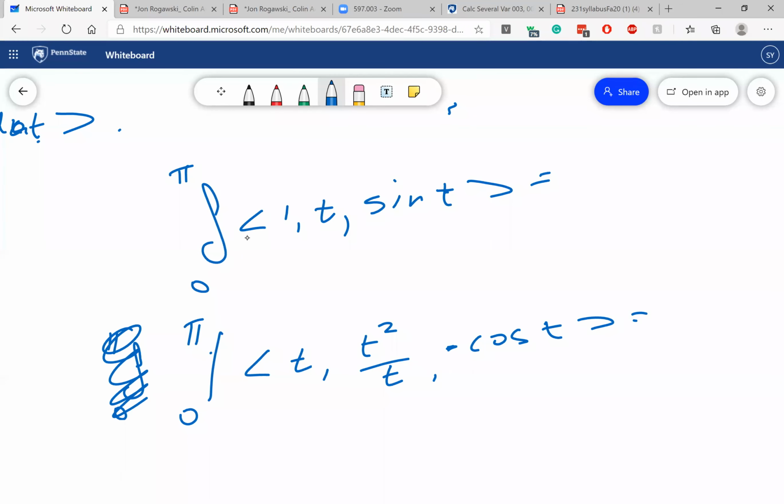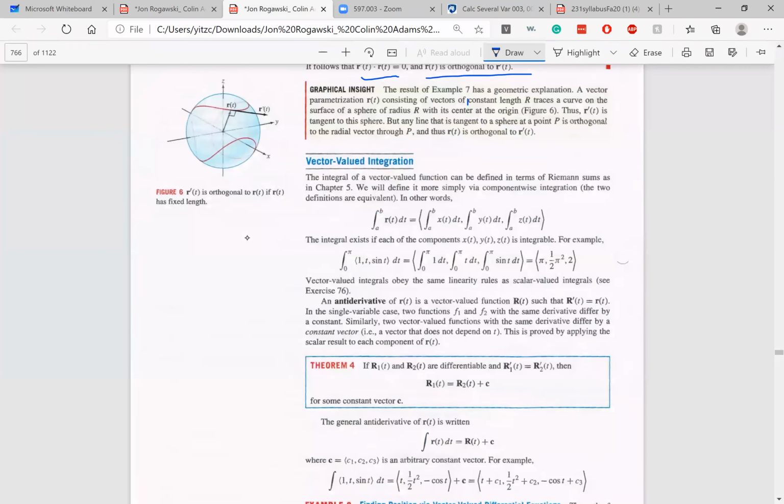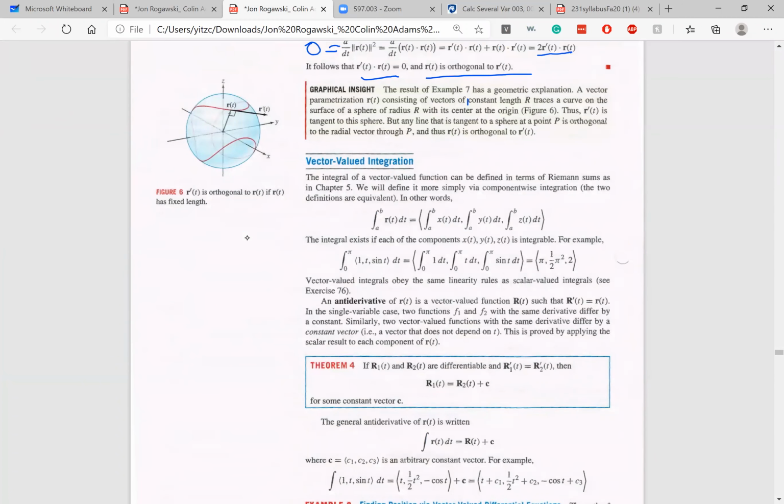Then this is going to be equal to pi squared over 2, and cosine of pi minus cosine of 0. Okay, perfect. Any questions about this?